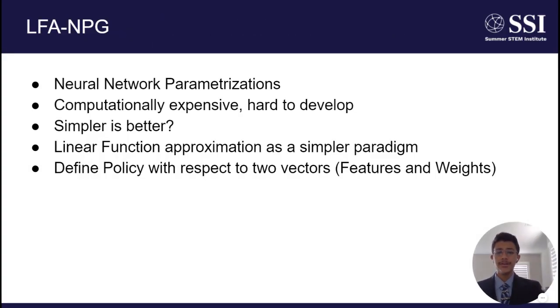Currently, the leading policy gradient methods use neural networks to parameterize their policy. However, these neural networks are computationally expensive and hard to develop. In addition, we theorize that there are many scenarios where the problem being solved does not necessitate complex architectures such as this. With this in mind, we aim to use linear function approximation, or LFA, as a simpler paradigm to implement reinforcement learning algorithms. We implement LFA by defining our policy pi through a set of features, also called function approximators, and weights for each feature.